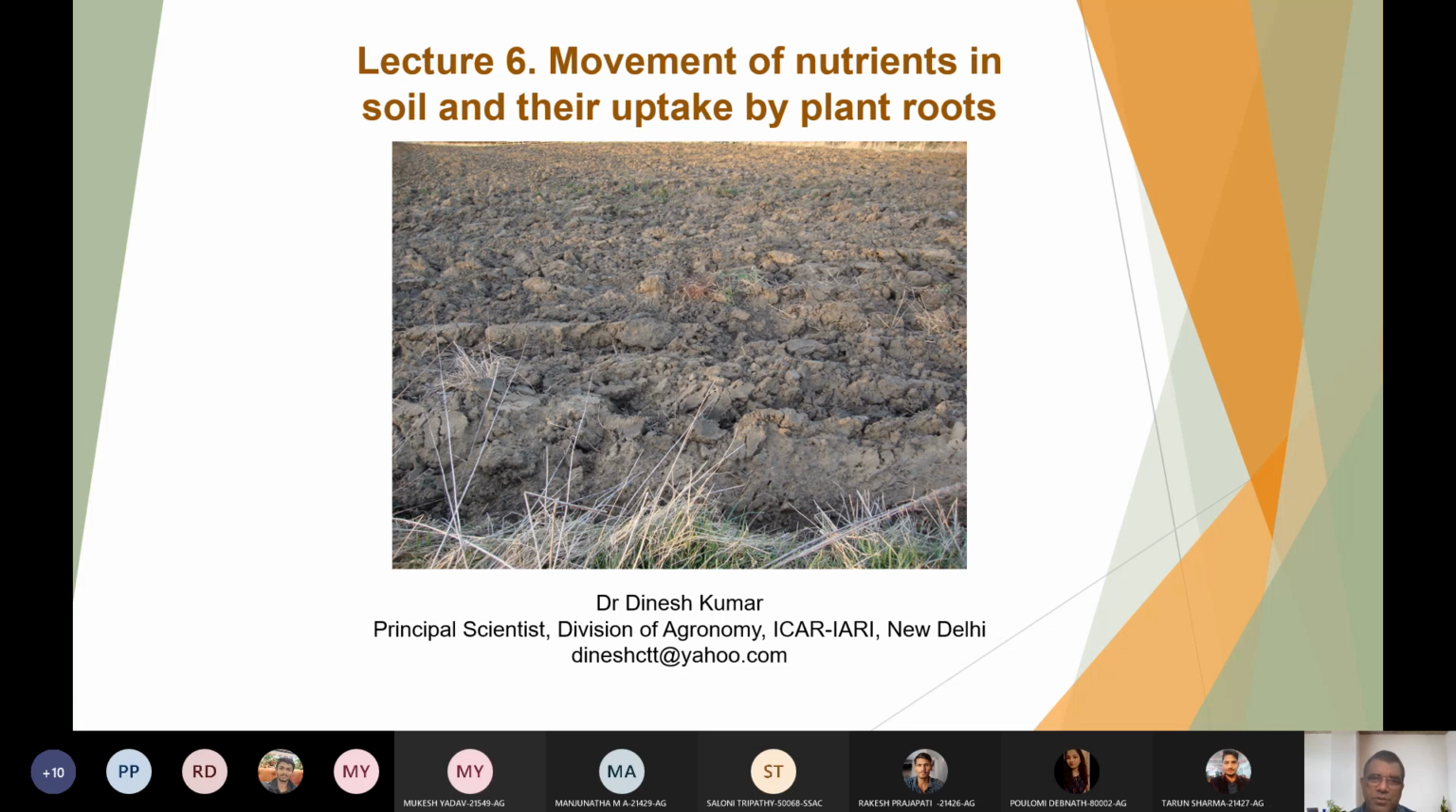Movement means the nutrient should reach the plant roots, or the plant root should access the nutrients. One is that the plant root can directly access the nutrient. It can directly reach the nutrients. This is one approach by the root. Another approach could be that the root will try to change the chemical conditions in the soil in such a way that it mobilizes nutrients. Okay, I am hungry, I need nutrients, I must do something.